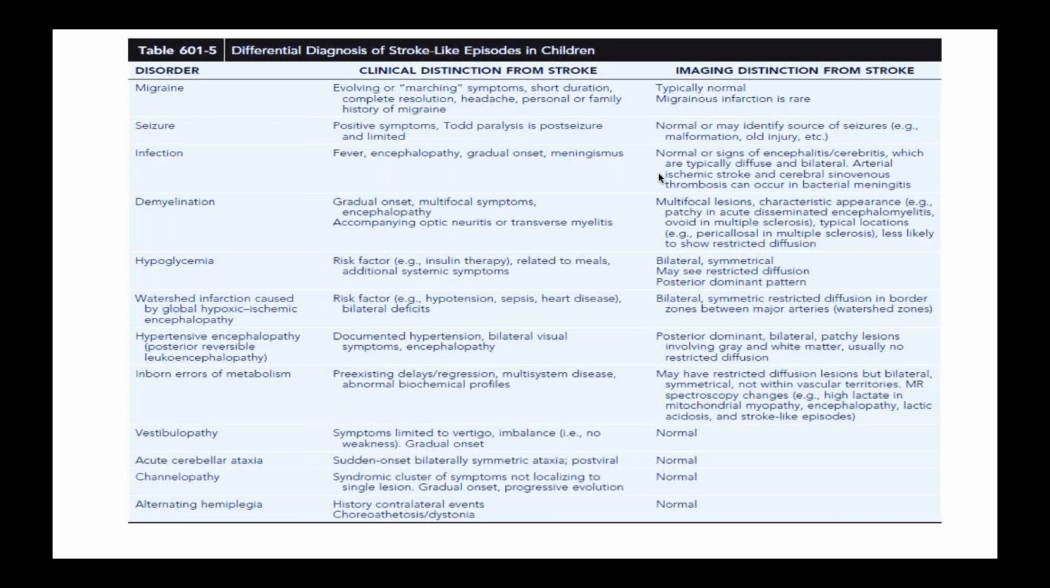And then alternating hemiplegia. It is basically a type of migraine and there is a family history also. The imaging is absolutely normal. Usually there are extrapyramidal symptoms in this. So this was all about stroke. We have surpassed the time also.